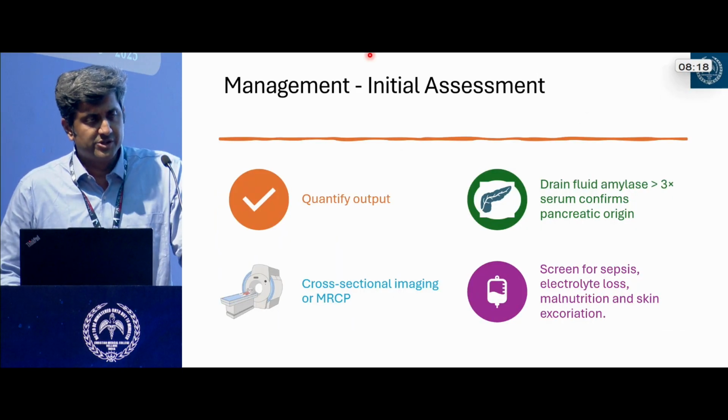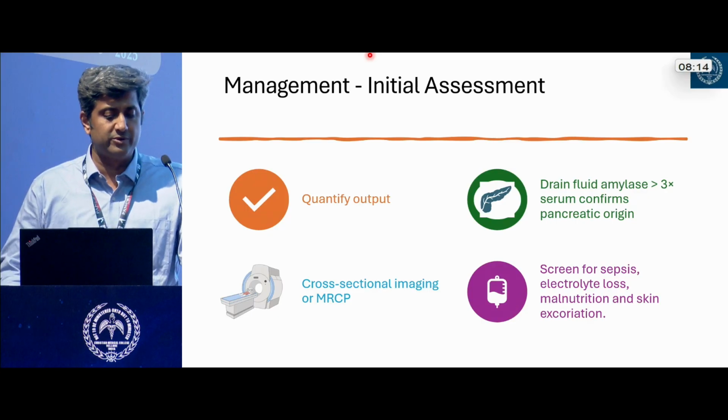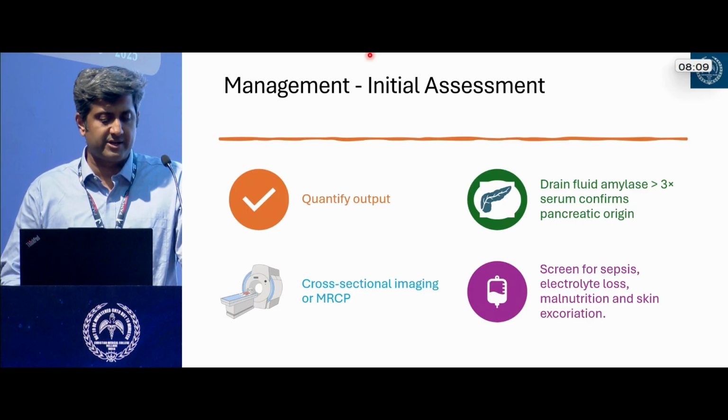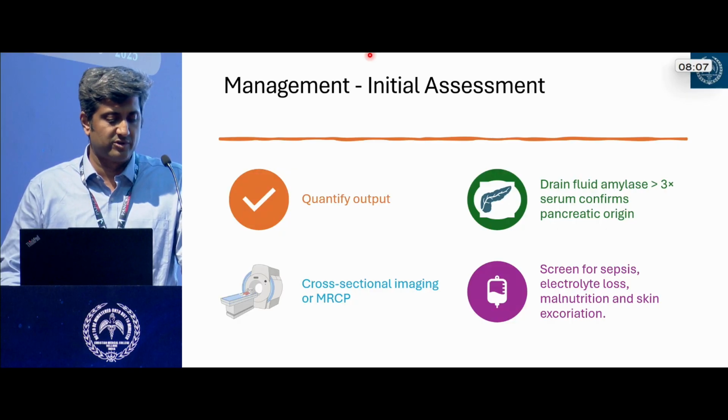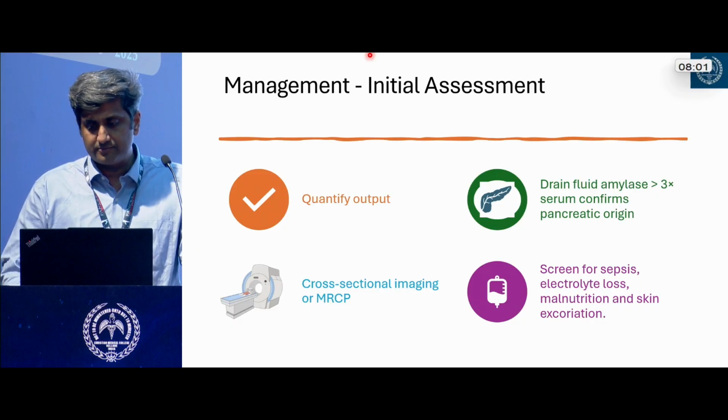So what do we do? Obviously the key really is to quantify, because that will guide you on how you need to make the treatment. You need to assess and make sure that this is pancreatic. We'll do that by checking the amylase level on the fluid. And cross-sectional imaging is really important for you to outline the anatomy to make a plan.